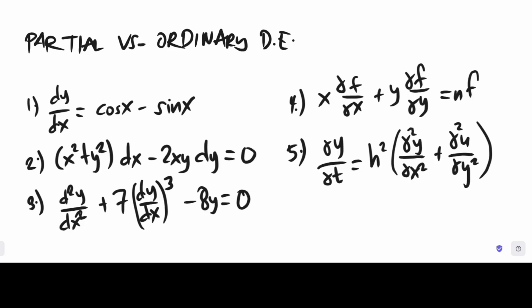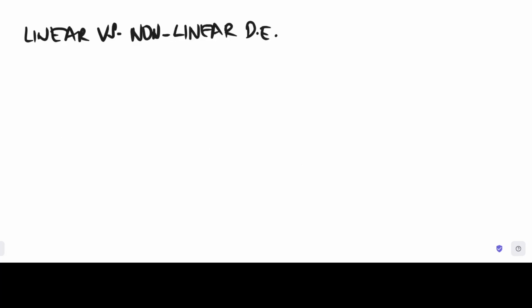Number two, also ordinary DE. Number 3, also ordinary DE. Number 4, since this involves partial derivatives, this is a partial DE. And also number 5, this is also a partial DE. I hope the concept of partial and ordinary DEs is clear. So let's proceed to our next characteristic, which is linear versus nonlinear DE.